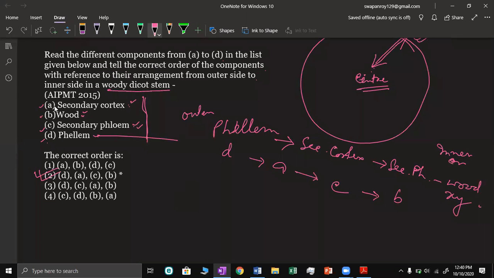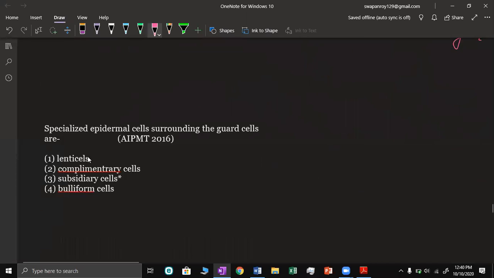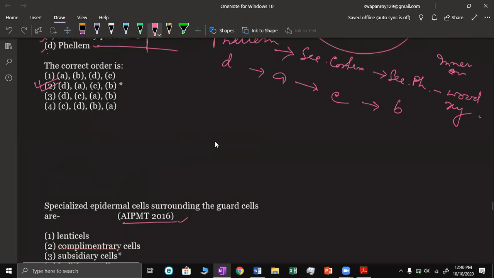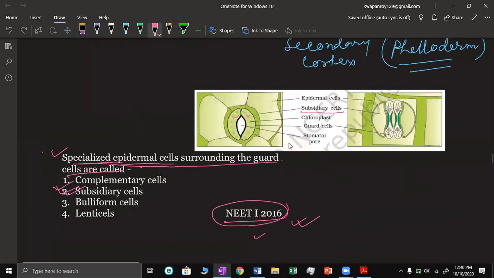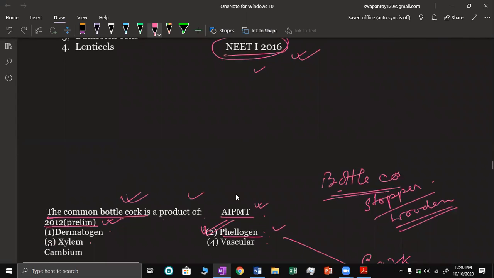This was also in the AIPMT 2015. Okay, next question. A specialized epidermal cell surrounding the guard cell, AIPMT 2016. This question we have already done. Okay, this has been repeated. This is the specialized epidermal cell.